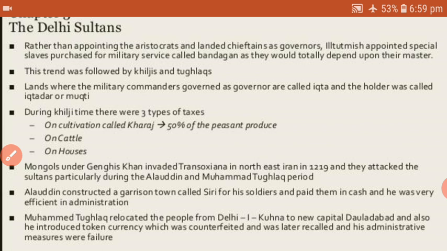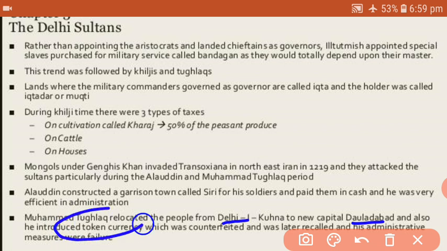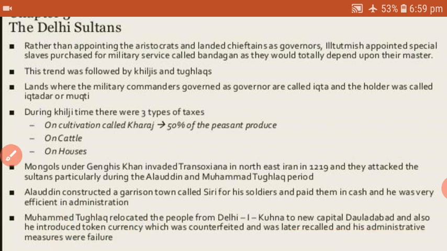Muhammad Tughlaq relocated the people from Delhi Khuna to the new capital Daulatabad. This ruler shifted his capital from Delhi to Daulatabad, and he also introduced a token currency known as Tanka currency at the time, and brought some new administrative reforms which were totally a failure. So he was known as a mixture of opposites.